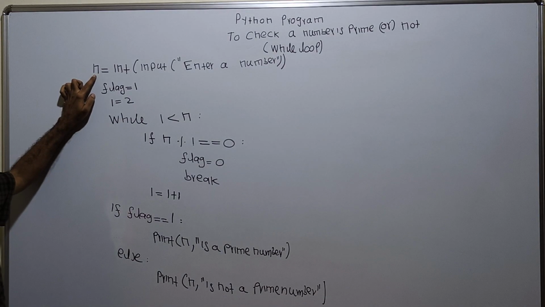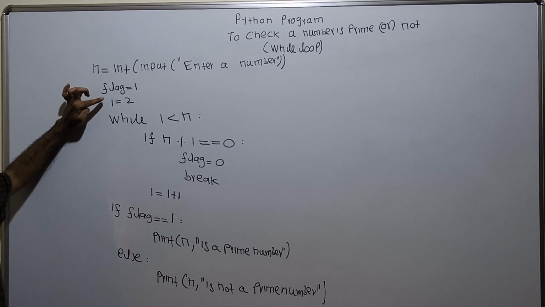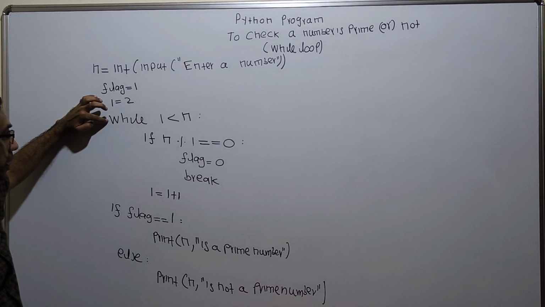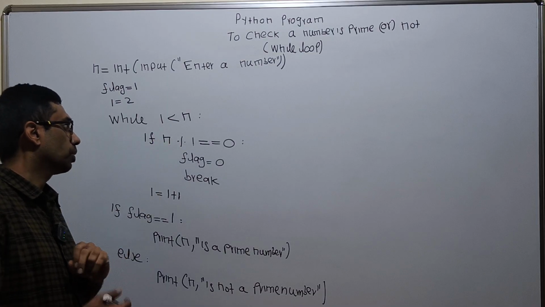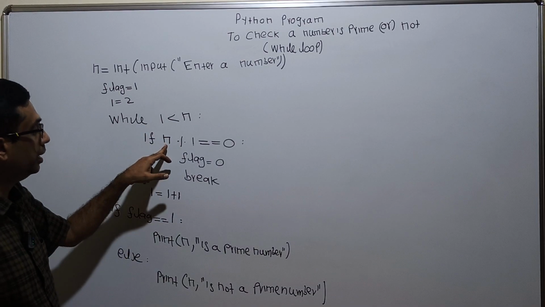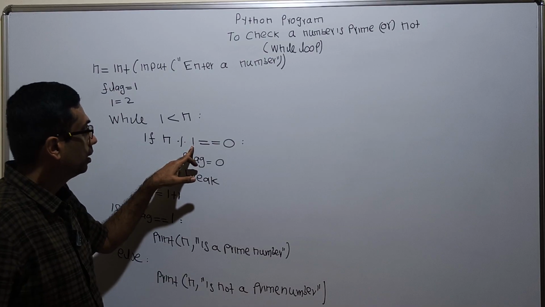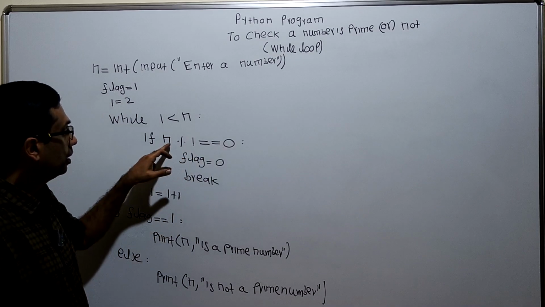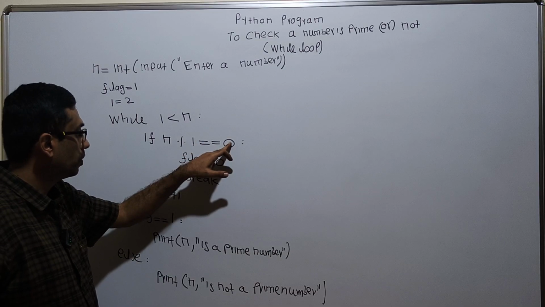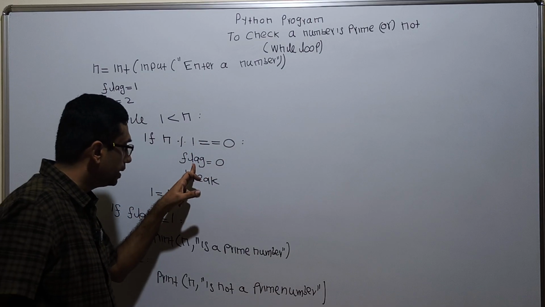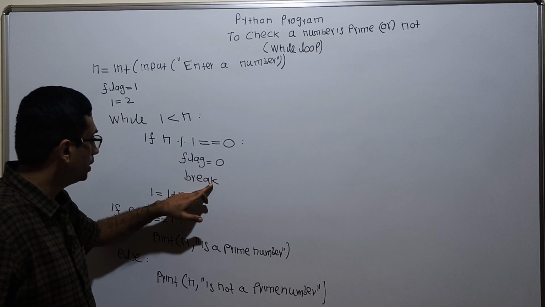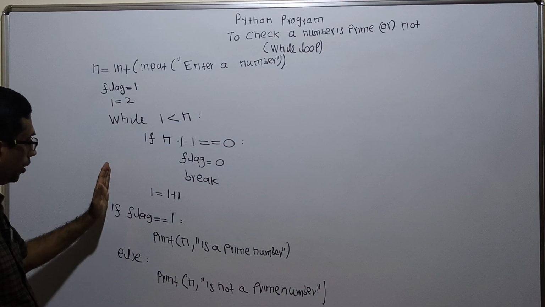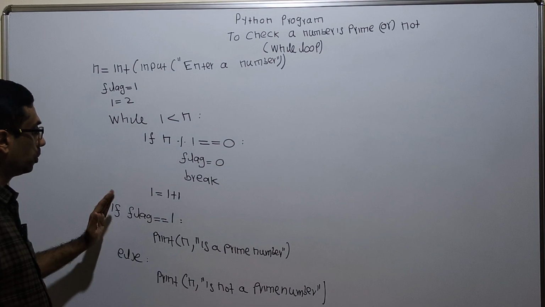I am obtaining a number n from the user, initializing a variable flag equal to 1, and i is the loop variable, which I am initializing with 2. Here I am writing a while loop, checking the condition i less than n. So i, from its initial value, goes up to n minus 1. If this condition is true, I am checking n modulo i double equal to 0. When you divide n by i and the remainder is 0, I am changing the value of flag to 0. The initial value is 1, now it is 0. I am giving a break. A break means the control will come out of the entire while loop and go to the next statement after the while loop.